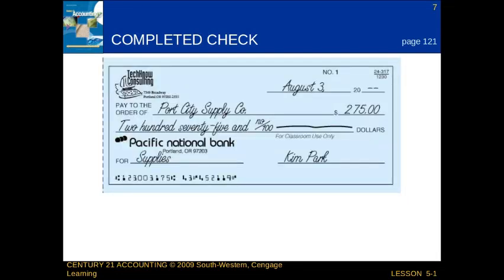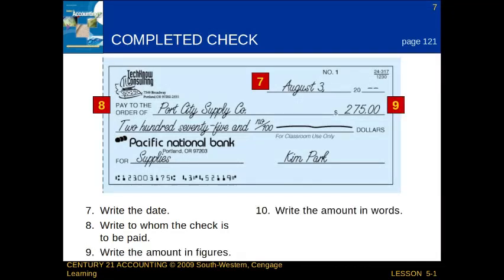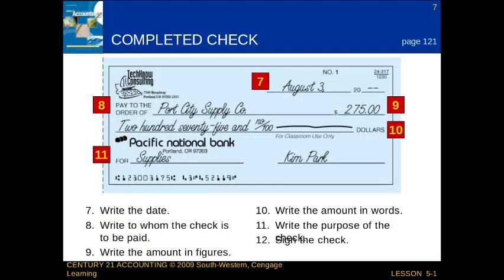Okay, next we're going to be talking about a completed check. When we complete a check, there are, again, some steps that we follow. First, we put in the date. Then, we write to whom the check is to be paid. Next, we write the amount in figures or numbers. Then, we write the amount in words. Then, we write the purpose of the check. And finally, we sign the check.